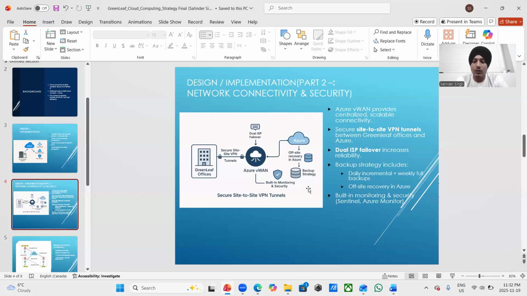And offsite recovery in Azure means the data from the local place, or I can say the on-premises data, how it is recovered with the help of Azure.